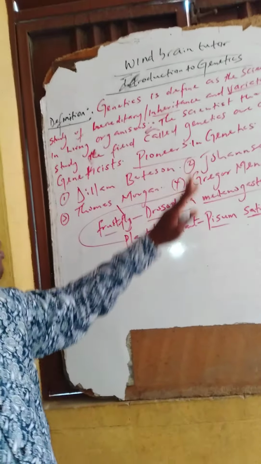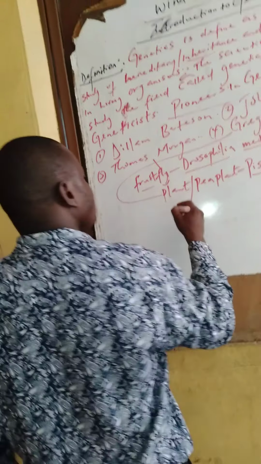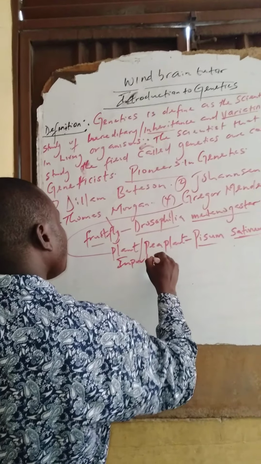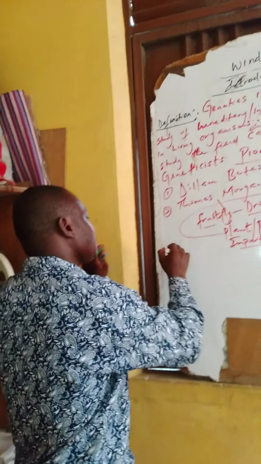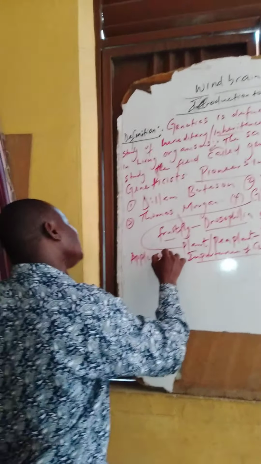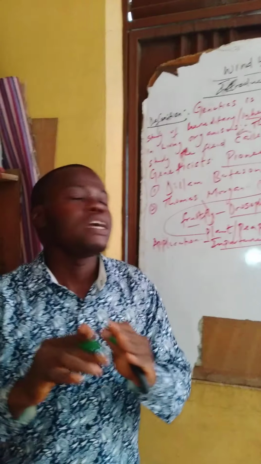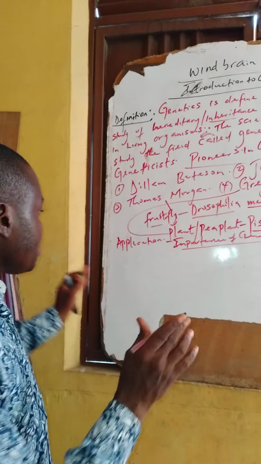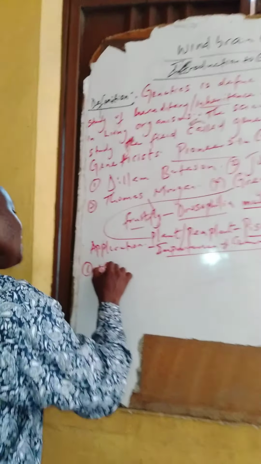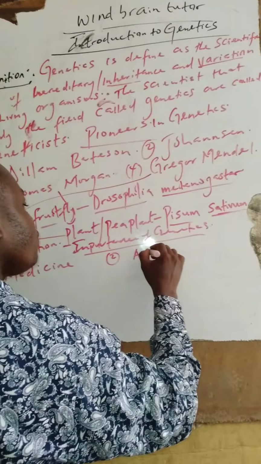All these are people who we call pioneers in genetics. Now let's quickly go to the importance of genetics. We can say importance, or we can call it application. Where can we apply genetics? Basically, genetics can be applied broadly in two main fields of study. Number one, it can be applied in the field of medicine, and number two, in the field of agriculture.